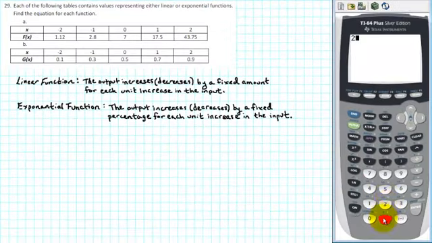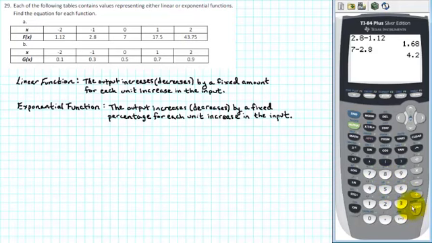If we take 2.8 and subtract 1.12, then we get 1.68. If we take 7 and subtract 2.8, our next two consecutive outputs, we get 4.2. Notice that the differences are not the same. That tells us that the output is not going up by a fixed amount. This is not a linear function. Let's check and see if it's exponential.